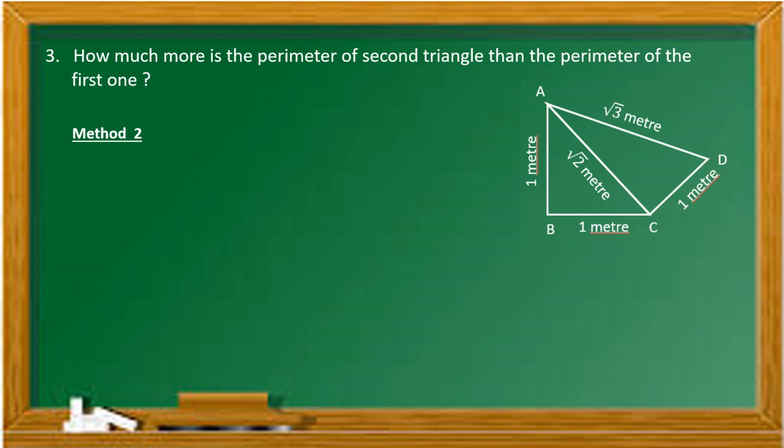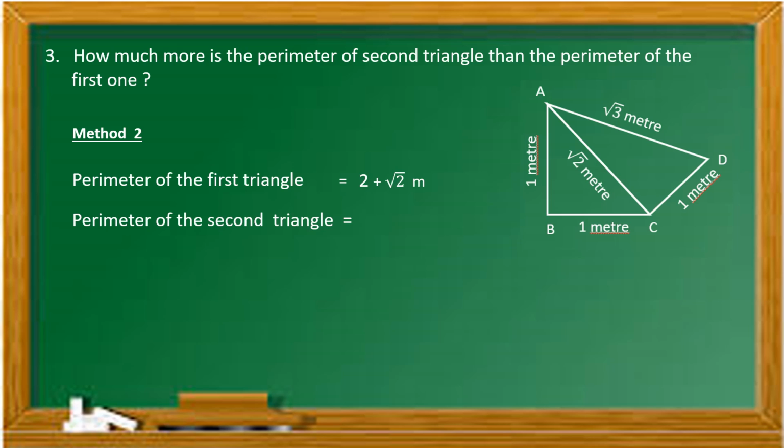Yes, 1 plus 1 plus root 2, that is 2 plus root 2, isn't it? So the perimeter of first triangle was 2 plus root 2 meter, and the perimeter of second triangle was 1 plus root 2 plus root 3, isn't it? So in order to find the increase in perimeter, what we need to do? There is no change in what we do here. That is, subtract the perimeter of the first triangle from the perimeter of the second triangle. We only changed the decimal forms into this form. So how can we write it? 1 plus root 2 plus root 3 minus 2 plus root 2.